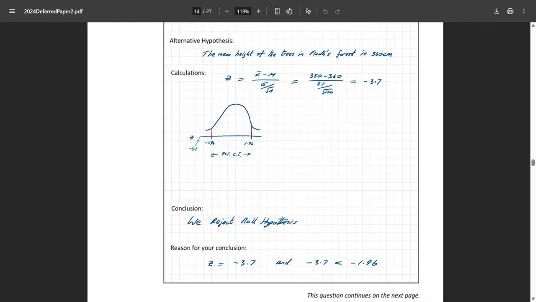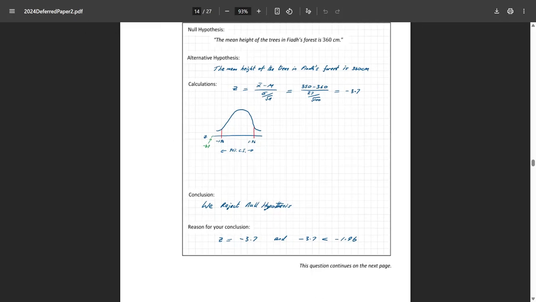Now, the reason for your conclusion is simply because we're way outside. Z is minus 3.7, and that's way beyond what we expect, minus 1.96.